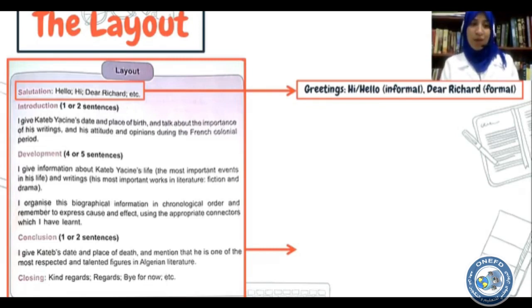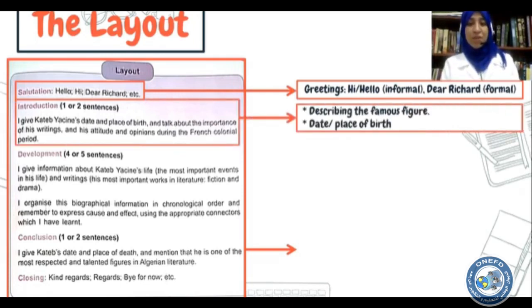Next we have the introduction. We are going to write one or two sentences. In the introduction, I give KTBSE's date and place of birth and talk about the importance of his writings and his attitude and opinions during the French colonial period. So in the introduction, we are going to describe the famous figure briefly, and then we are going to write the date and place of his birth.